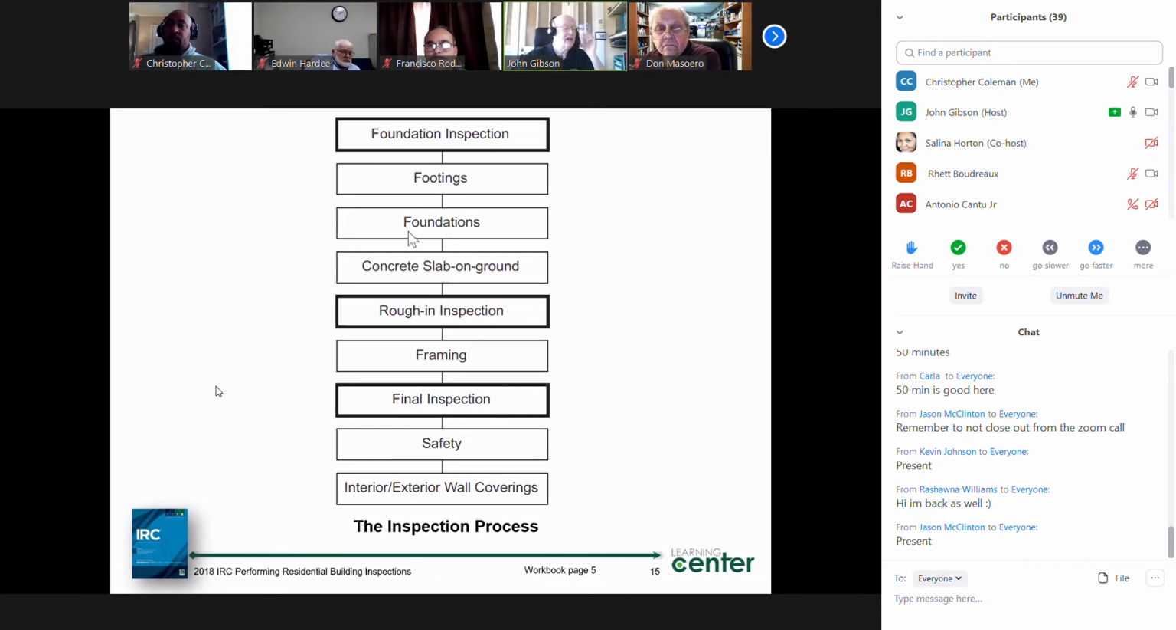Now, let's move through. What we're doing is looking at the idea of foundation inspections first. Now, what they're calling, and this is only the workbook, so y'all may use different terminology, and in fact, I think the code probably uses a little different terminology, but they're calling a foundation inspection anything that is dealing with the footing, the foundation wall itself, and a slab on grade.